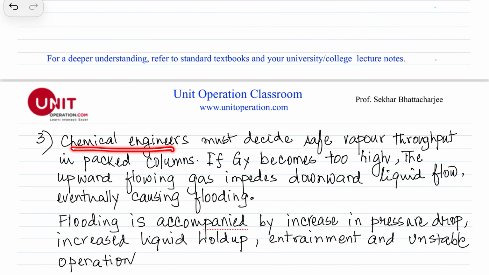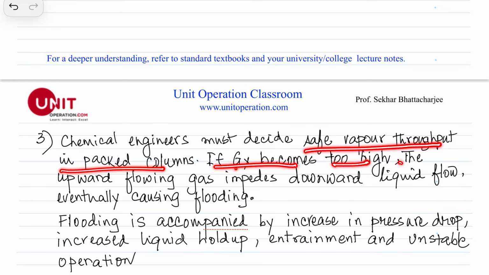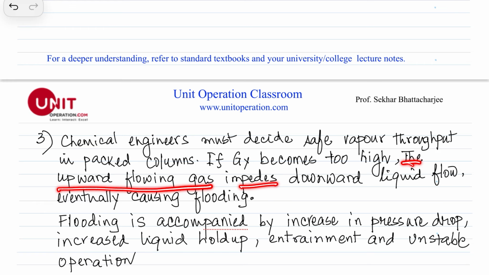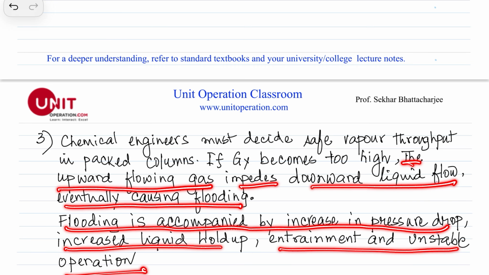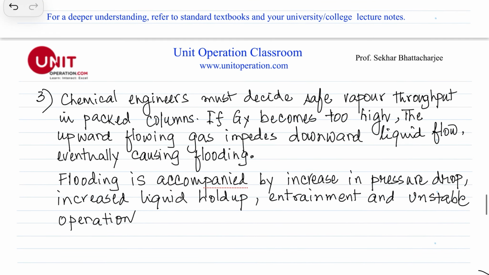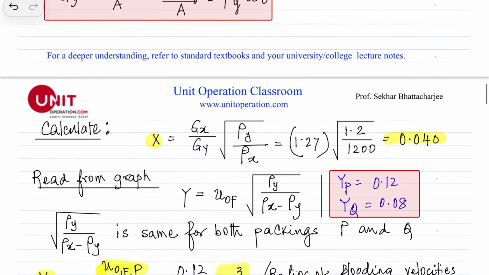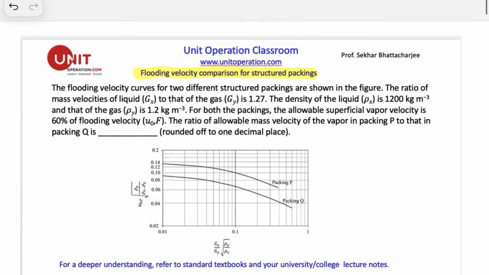Chemical engineers must decide the safe vapor throughput in packed columns, as if GY becomes too high, which I have already discussed, that means the mass velocity becomes too high, the upward flowing gas impedes downward liquid flow, eventually causing flooding. Flooding is accompanied by increase in pressure drop, increased liquid holdup, entrainment, and unstable operation. So, of course, we do not operate the column at the flooding condition. We operate at 60% of the flooding velocity. So the answer to this problem is equal to 1.5.